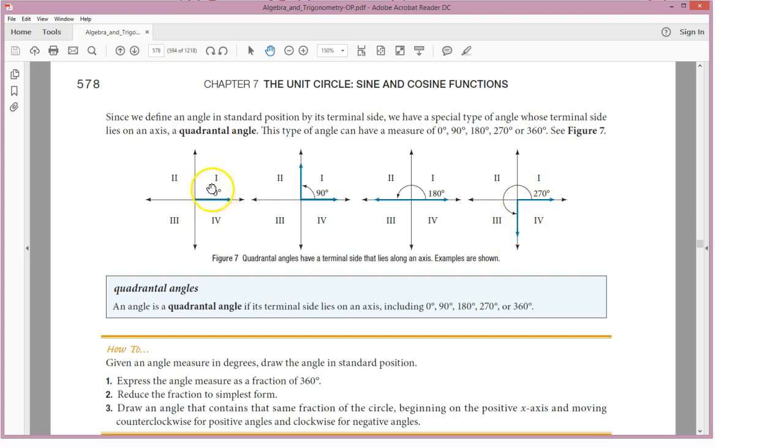So the quadrantal angles that you could have are 0 degrees, 90 degrees, 180 degrees, 270 degrees. I suppose 360 degrees is also a quadrantal angle because it's the same thing as 0 degrees, which has been stated here as well. So an angle is a quadrantal angle if its terminal side lies on an axis, including 0, 90, 180, 270 and 360 degrees.